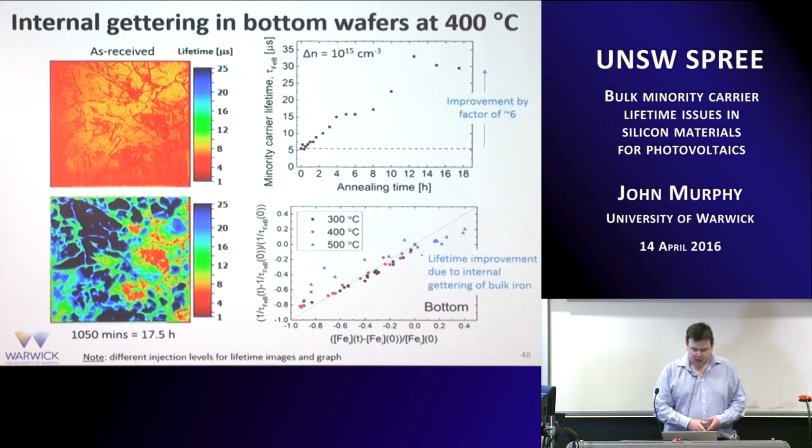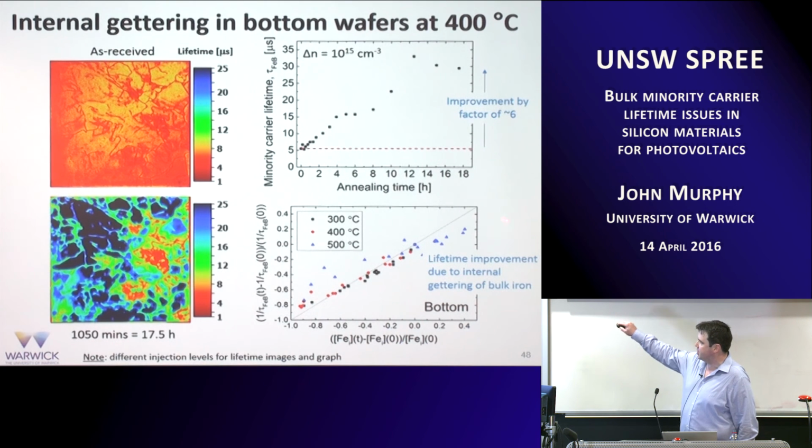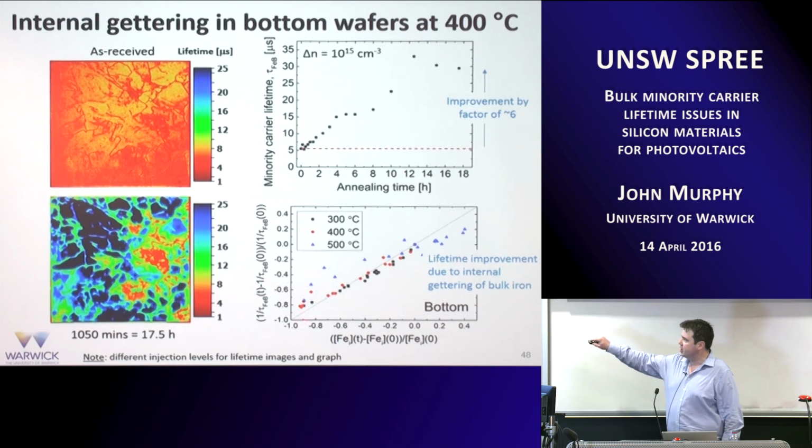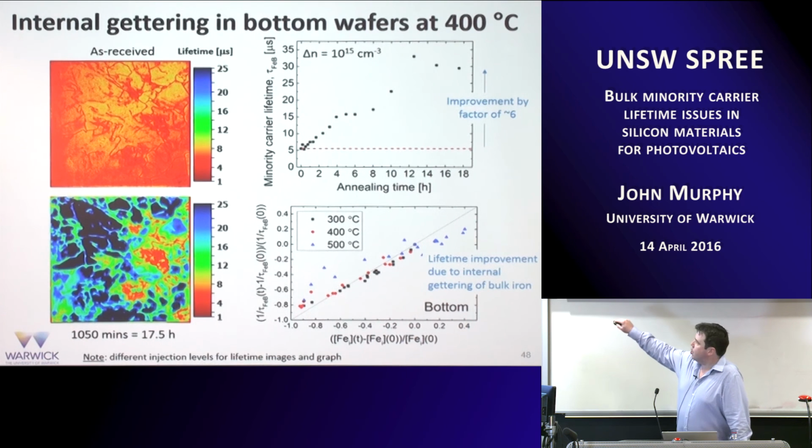So we can go on and look at what happens to lifetime. We can correlate the lifetime change with the change in interstitial iron concentration. And effectively in bottom wafers, where we've got high iron but relatively low dislocation density, we get a good one-to-one correlation between lifetime change and iron change.